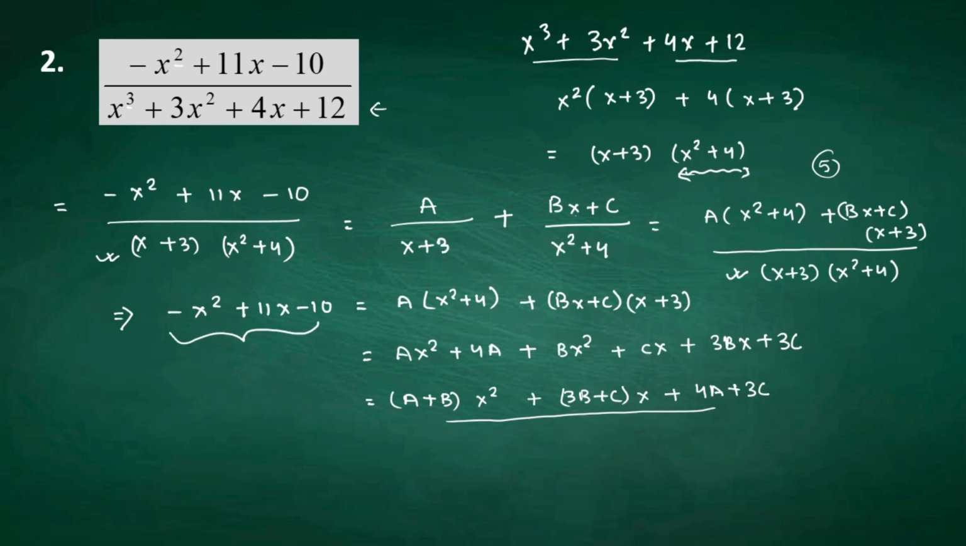equality of the polynomials. You obtain a plus b will be equal to minus 1, 3b plus c will be equal to 11, and 4a plus 3c you obtain it as minus 10.